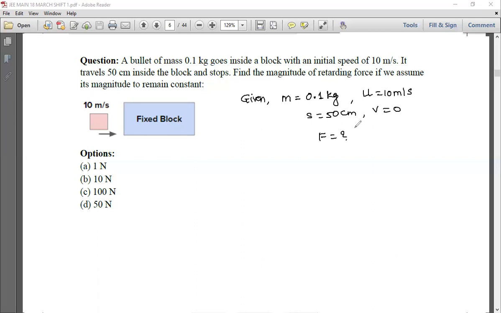कैसे करेंगे? सबसे पहले तो you see here v square minus u square is equal to 2as. Yes, we will use. From this we will find out acceleration, and then we will substitute F is equal to ma formula. You will get the force. Can you do it yourself? Do it fast.